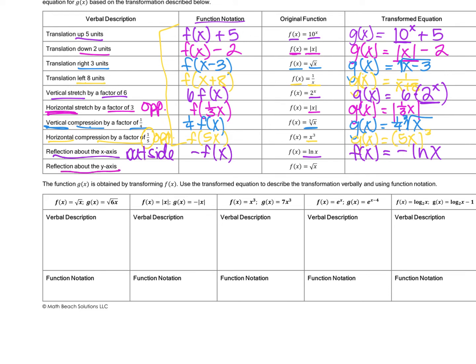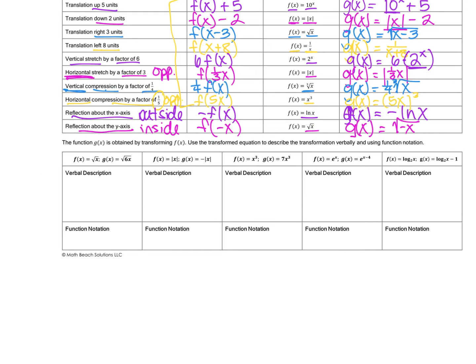Reflection about the y-axis always goes on the inside, so it's a negative. So I wrote f on the last one, my bad. So I have g of x equals, and then under the square root I need negative x. So when you write function notation, I need negative x inside the parentheses. So anytime there's a reflection, it just puts a negative either in front on the outside or on the inside, based on which axis it's reflecting over.